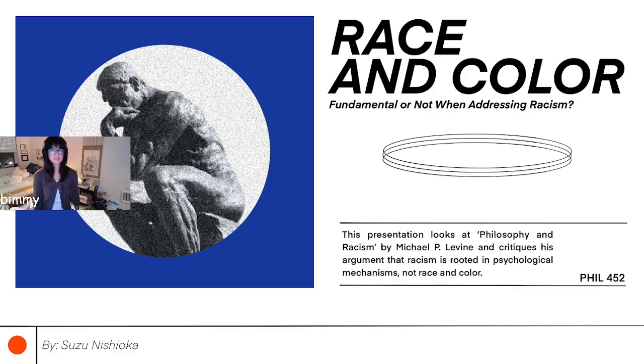Okay, so what's up, everyone? This is Race and Color, Fundamental or Not When Addressing Racism. This is my term paper, and this presentation is on my term paper that looks at the philosophy and racism by Michael P. Levine and critiques his argument that racism is rooted in psychological mechanisms, not race and color.